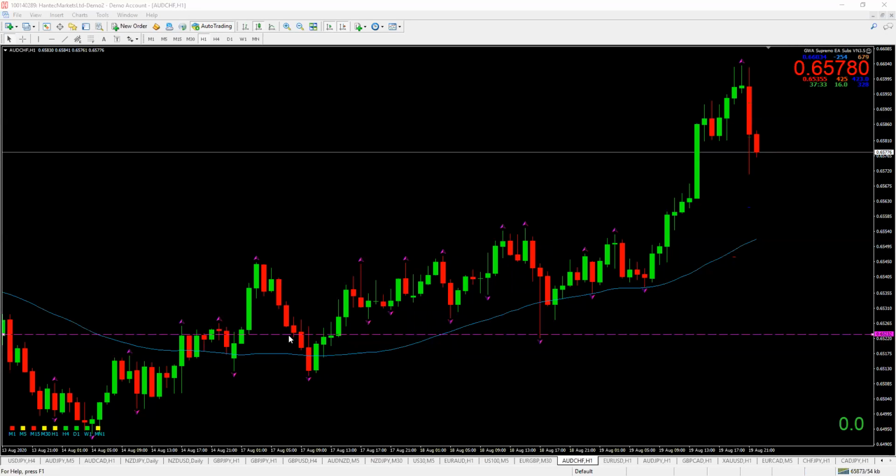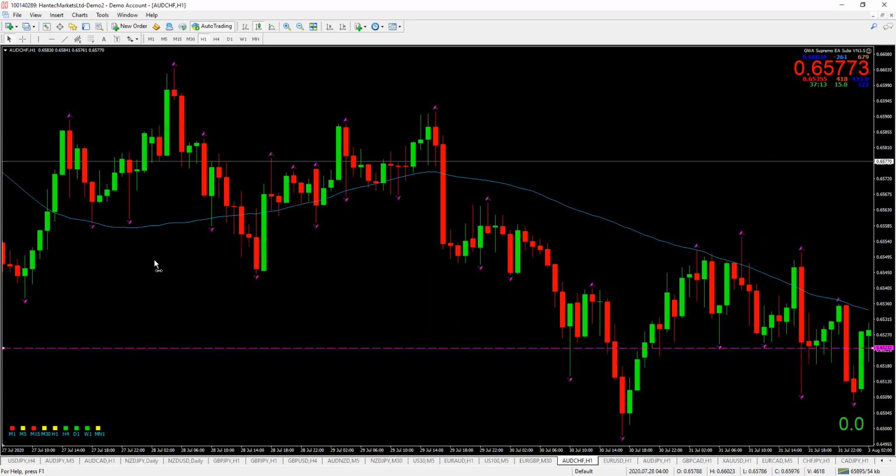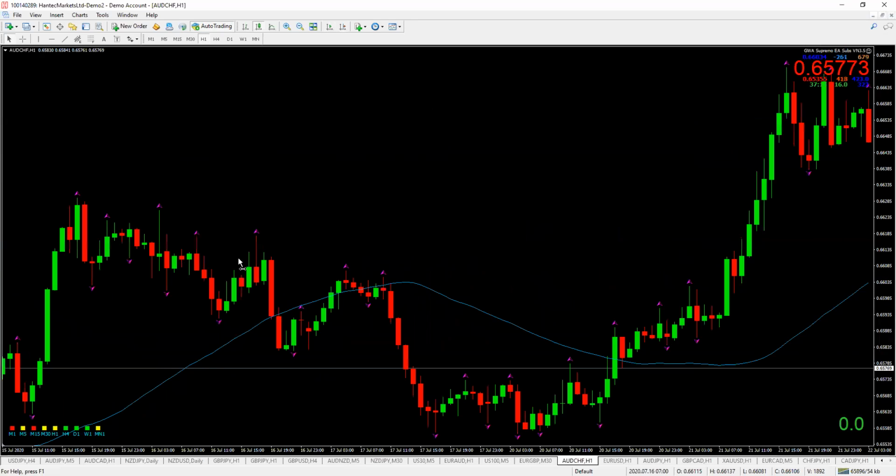Anyway, so basically we see here the moving average is below. If the price is above the moving average, obviously we know that's an uptrend. So you should be looking to buy only, not sell. Let's just go back in time, way back.